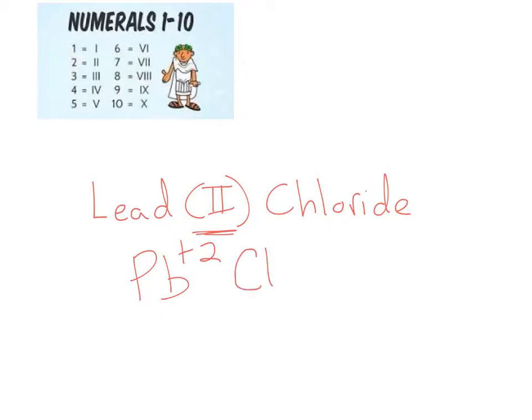So all I have to do is look. I can see that it's in group 17, so it's going to have a -1 charge. Just going to swap and drop. Get rid of my signs, and put my numbers where they belong now. So my final answer will be Pb1, which you can write or you can leave off, Cl2. And since you don't have to write the 1, let's go ahead and just take it off of there. PbCl2 is the formula for lead 2 chloride.